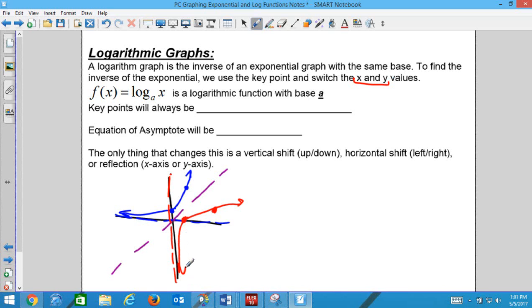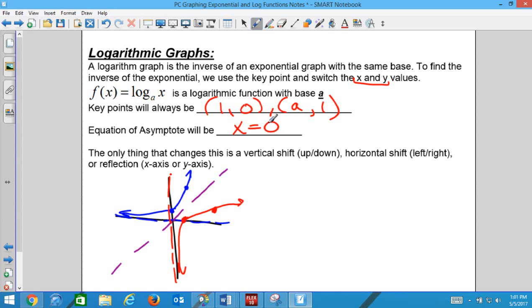So today's lesson, we're going to do all the same stuff we did yesterday. We just have one extra step where we just have to switch the x and the y's first. Which should be pretty easy if you did yesterday's lesson. So the key points will always be 1, 0, and a, 1, or base, 1. And the equation of the asymptote, instead of y equals 0, will be x equals 0. But that's before any transformation.